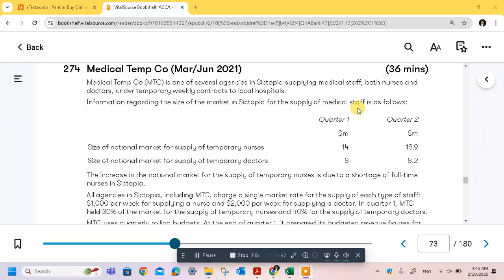Medical Temp Company is one of the several agencies in Sictopia supplying medical staff, both nurses and doctors, under temporary weekly contracts to local hospitals. Information regarding the size of the market in Sictopia for the supply of medical staff is as follows. Quarter 1 size of the market for supply of temporary nurses: 14 million. In quarter 2: 18.9. Size of national market for supply of temporary doctors: 8 and 8.2. The increase in national market for the supply of temporary nurses is due to a shortage of full-time nurses in Sictopia.